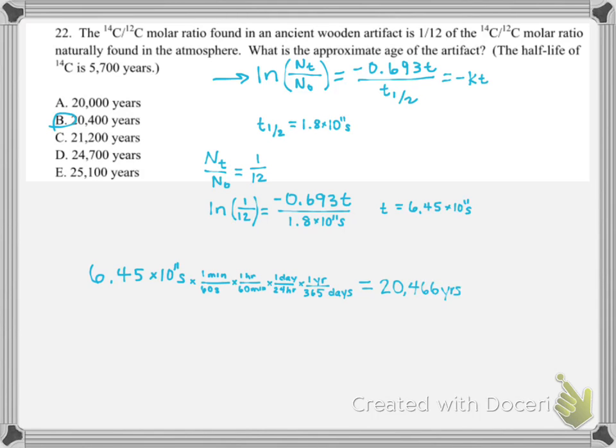Okay. And you might be wondering, is this bottom part necessary? Could we have just done this problem in years? In this instance, you could have actually just kept everything in years throughout. But I think it's good practice to work in seconds, because almost all of the kinetics problems we'll have to do will be in seconds.